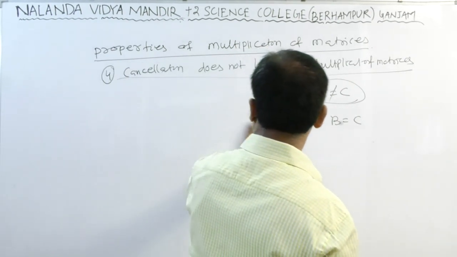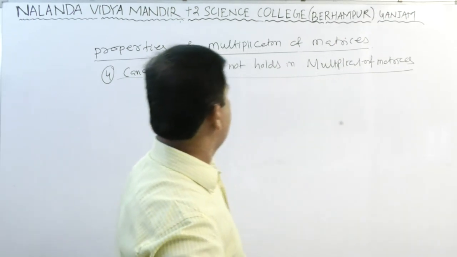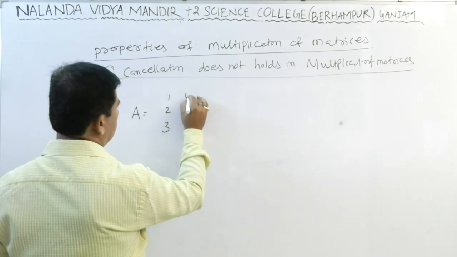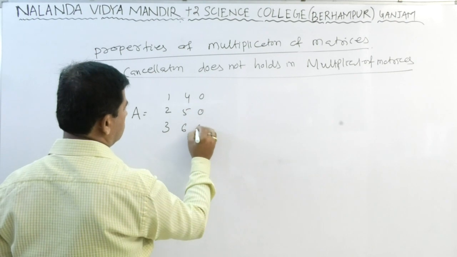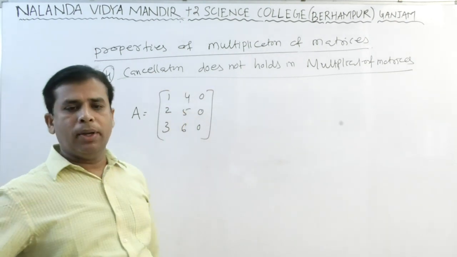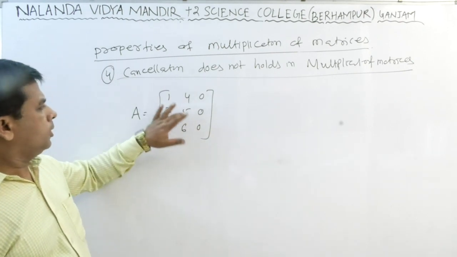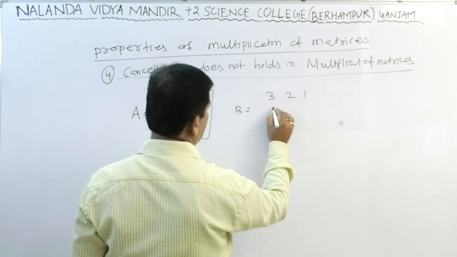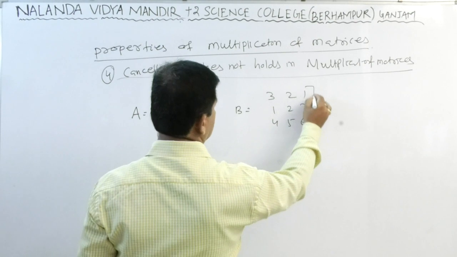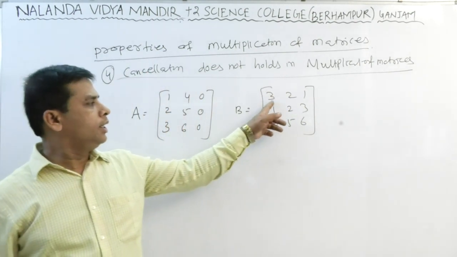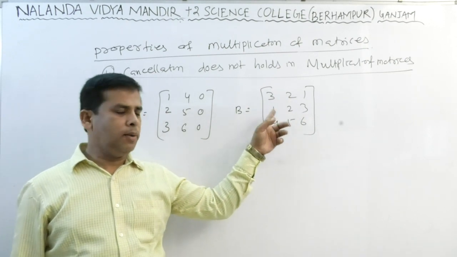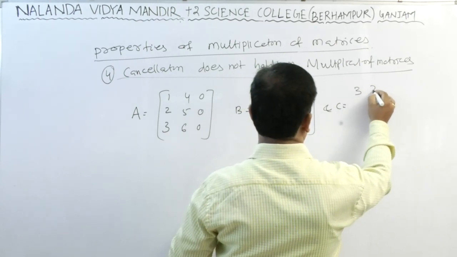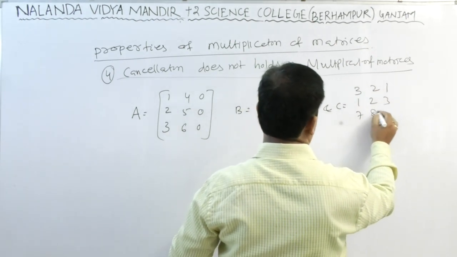Okay, for one example, let matrix A be equal to 1, 2, 3, 4, 5, 6, 0, 0, 0. B matrix is equal to 3, 2, 1, 1, 2, 3, 4, 5, 6. And C matrix is equal to 3, 2, 1, 1, 2, 3, 7, 8, 9.